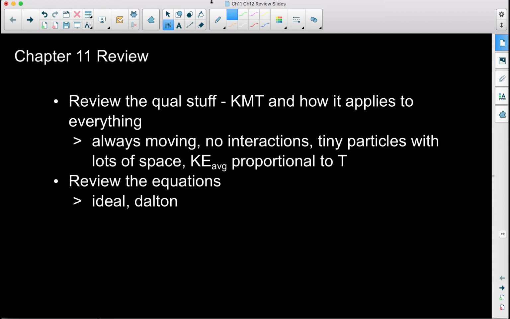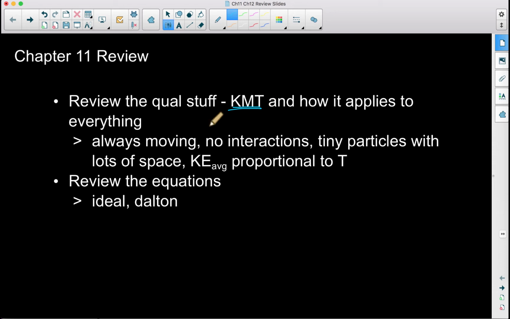Obviously, this chapter has a lot of qualitative stuff mixed with a lot of math. So do make sure that you go back through and review all the qualitative stuff and that you're comfortable with what's in there, okay? So yes, like it says, review the qual stuff. KMT, don't forget you do need to have those principles memorized because every qualitative question is going to require you to be able to use those principles.